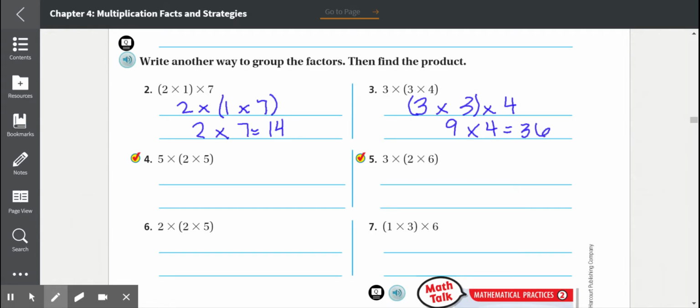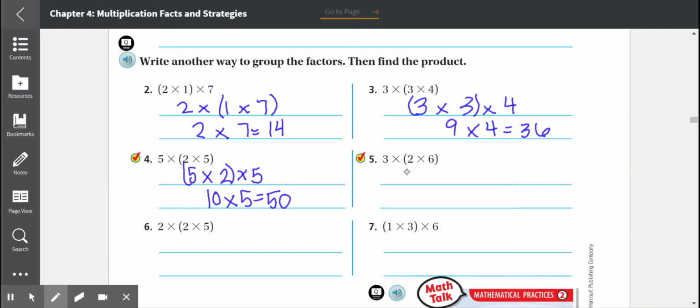Okay, number 4. 5 times 2 times 5. So let's write that down. 5 times 2 times 5. But we're going to change the grouping. Are we going to do the 2 and the 5? No, we'll do the 5 and the 2. 5 times 2 is 10. Times that by 5 equals 50.